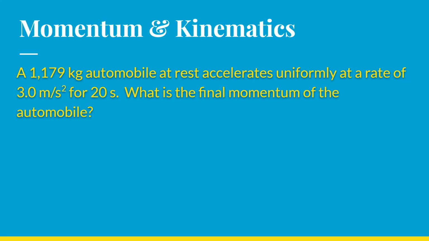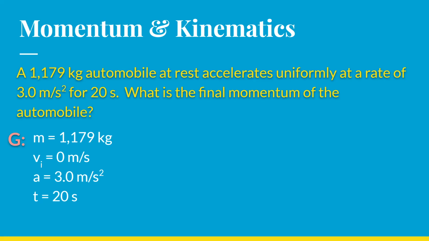So again, as you read questions like this one, start by labeling the information you're given. I give you a mass. I gave you an initial velocity. The words at rest tell me that I start at a velocity of 0. I have an acceleration of 3 meters per second squared, and I gave you a time. And I'm asking you to solve for the final momentum.